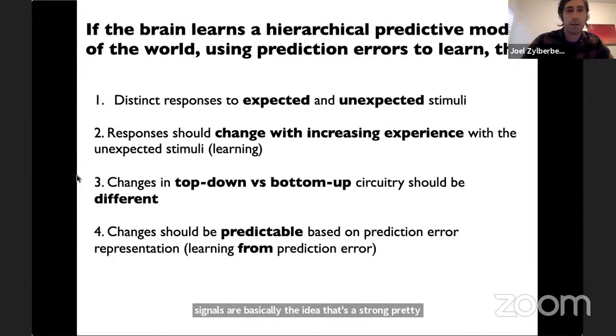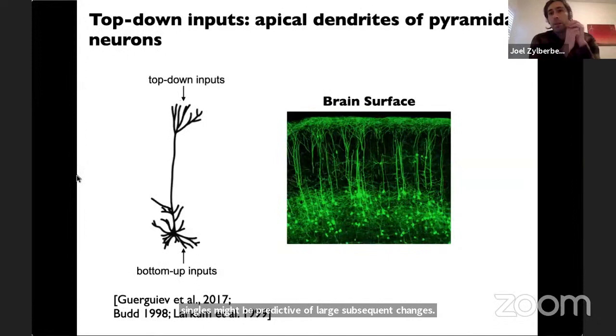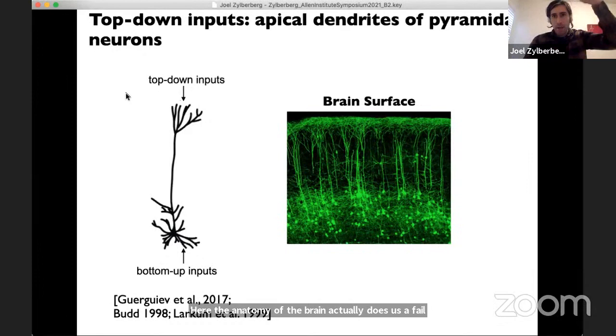So conveniently here, a challenge to doing this is that we need to be able to separately measure top-down versus bottom-up driven signals in the brain. Here, the anatomy of the brain actually does us a favor, which is that the top-down inputs to cortical pyramidal cells, like this one shown here, go to the distal apical dendrite.